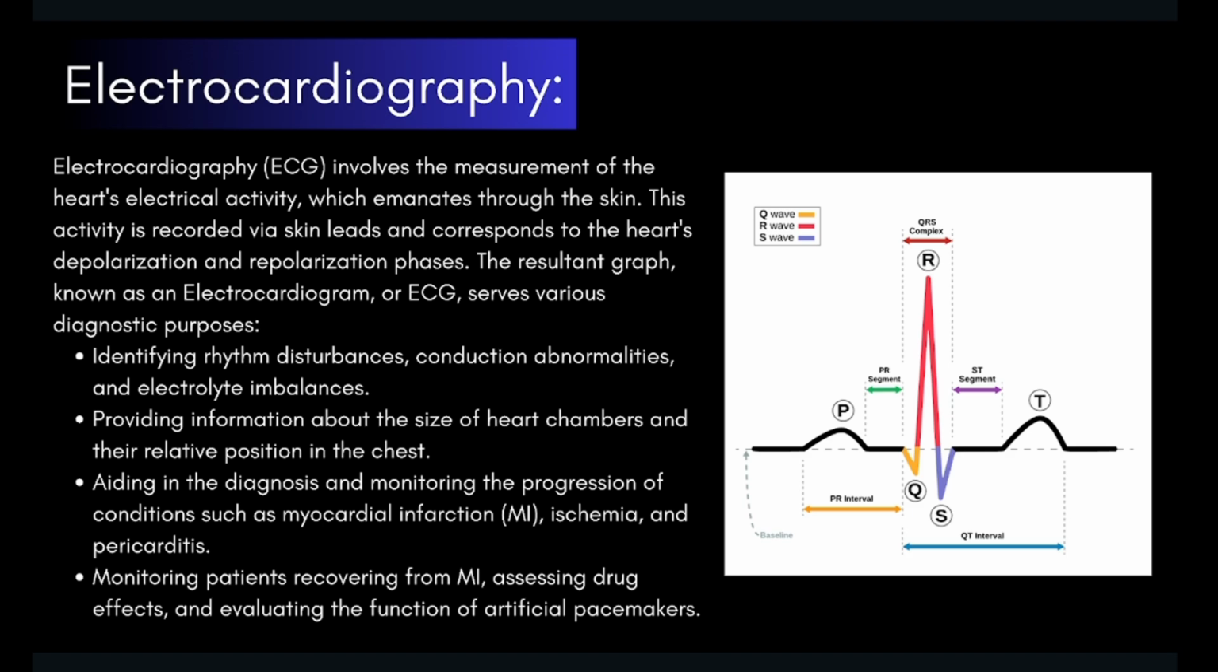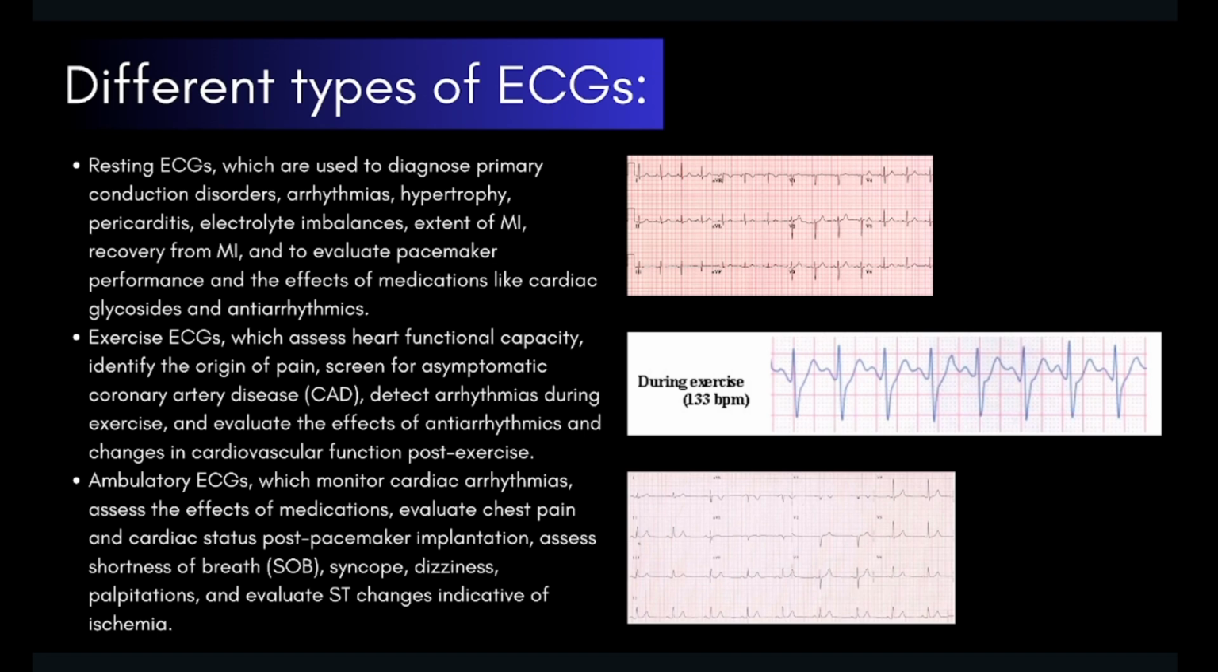Let's go ahead and move on and talk about certain types of ECGs. So we have resting ECGs, which are used to diagnose primary conduction disorders, arrhythmias, hypertrophy, pericarditis, electrolyte imbalances, extent of myocardial infarction, recovery from myocardial infarction, and to evaluate pacemaker performance and the effects of medications like cardiac glycosides and antiarrhythmics.